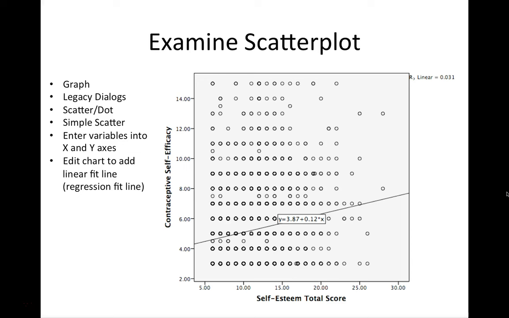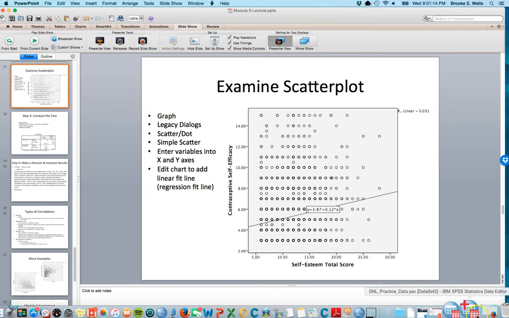So this is what that scatter plot looks like. These are the instructions for getting this scatter plot. So you go up to Graphs, Legacy Dialogs, choose Scatter Dot, choose Simple Scatter, put your variables into the X and Y axes and hit OK. And then we'll edit the chart to add this fit line, this regression fit line. And so I'll actually go ahead and show you what that looks like right now.